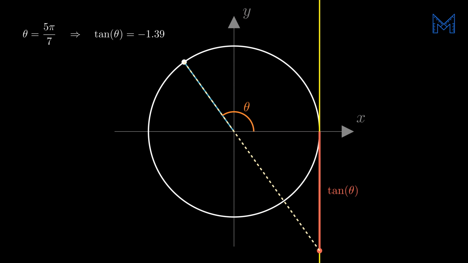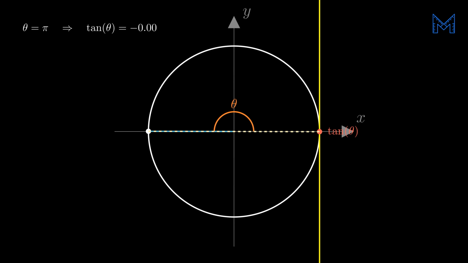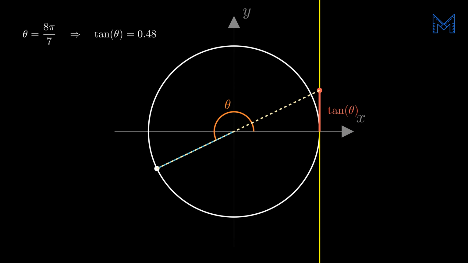Let's keep going. As we move into the second quadrant, for example here with an angle of 5 pi over 7, the extended side of the angle hits the tangent line below the x-axis. So the value we read is negative. As we continue to pi and complete a half turn, we return to a horizontal line, and the tangent becomes exactly 0.